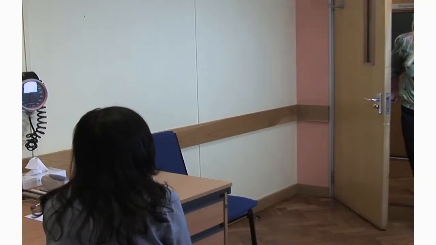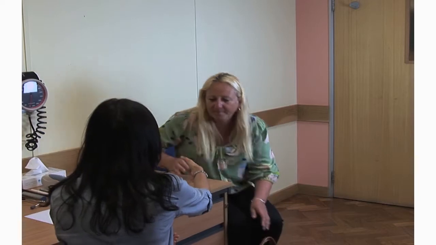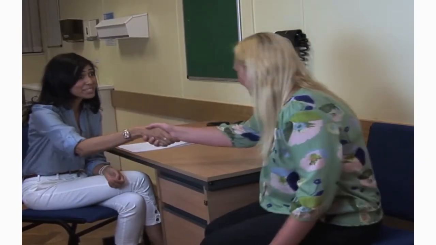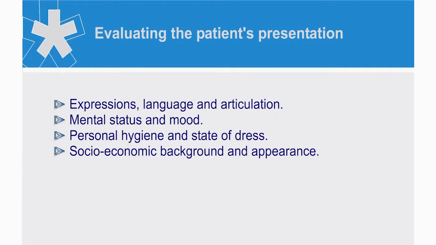We observe subtle signs such as the way they walk into your room, their gait and how they sit, evidence of pain, breathlessness, limping or discomfort. We assess their handshake, feeling for temperature, hydration, strength, deformities and signs of tremor. We note the patient's expression, language and articulation, their mental status and mood, the patient's personal hygiene and state of dress. And if relevant, we note their socioeconomic background and general appearance.